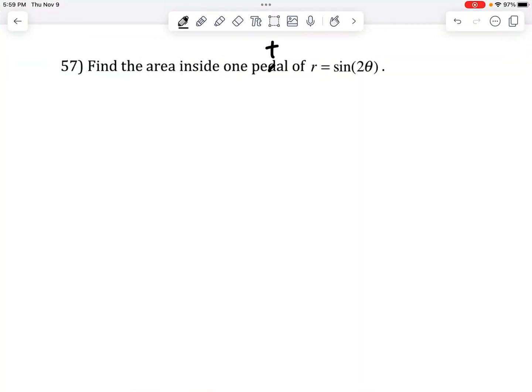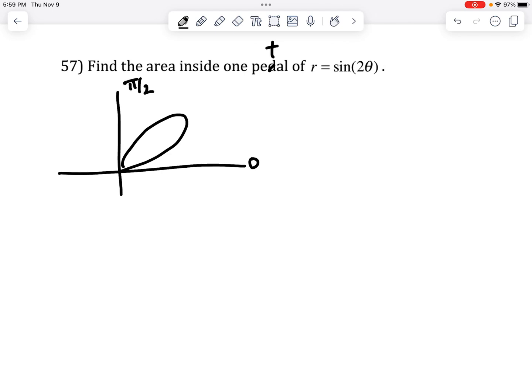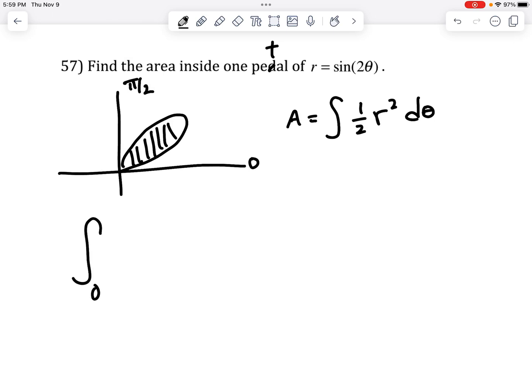Okay, so we've got a beautiful little graph right here. And then this was going from 0 to pi over 2. And then to find the area, use the idea that area is equal to, you integrate 1/2 r squared d theta. And we've got our limits 0 to pi over 2. So integrate from 0 to pi over 2. And with the 1/2, I'm just going to factor it out. And then the r, which is sine of 2 theta, has to be squared.